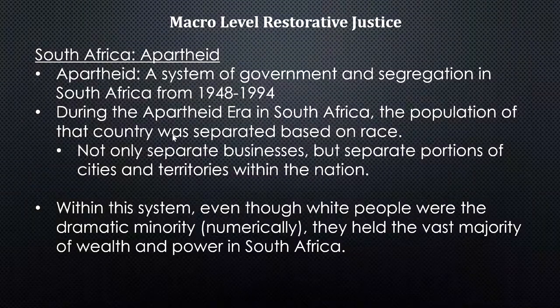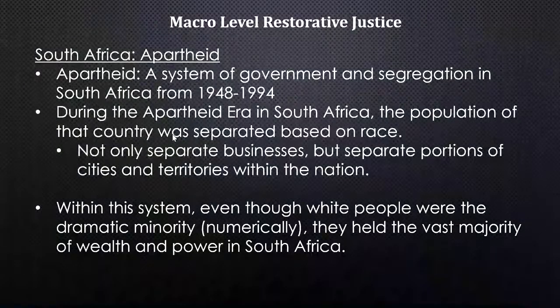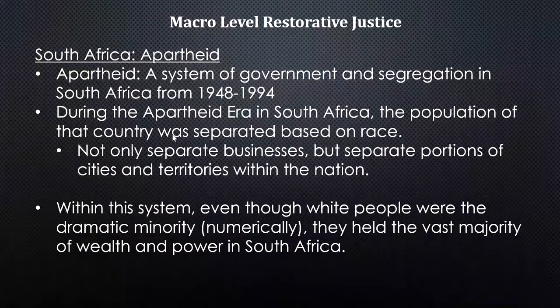If you were a black person going into a white area, you had to show what effectively was a passport and say when you would be coming back. And basically all that stuff that goes with customs to deal with every single day if, say, you're a maid in a different part of town. Additionally, within the apartheid system, even though white people were the dramatic minority numerically, only about 20% of the population, white people held the vast majority of wealth and power in South Africa. The population of blacks in South Africa was somewhere around 70%.